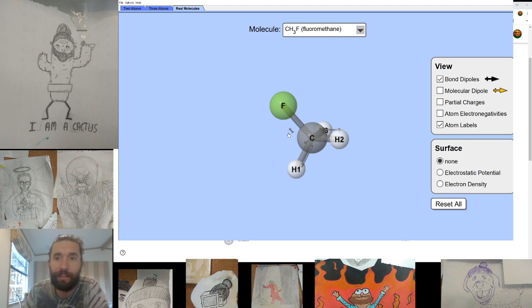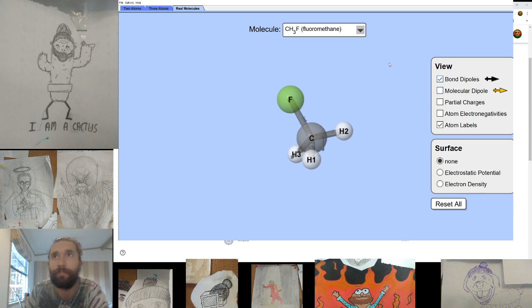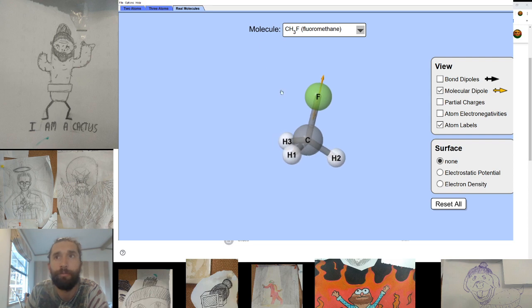These dipoles, if we add them together, we'll get the molecular dipole. But this time, because they're different strengths, we do end up with a molecular dipole going upwards. So fluoromethane is polar.